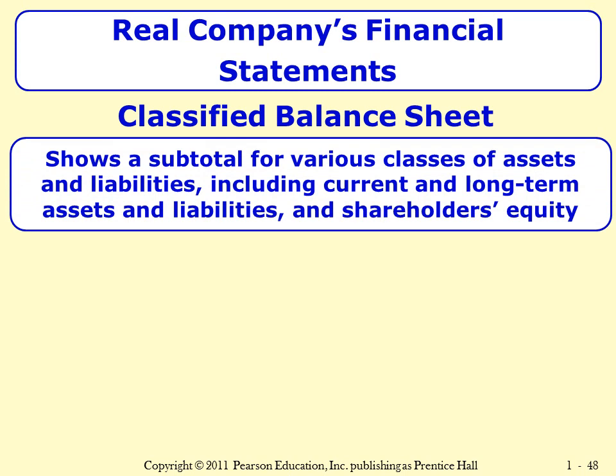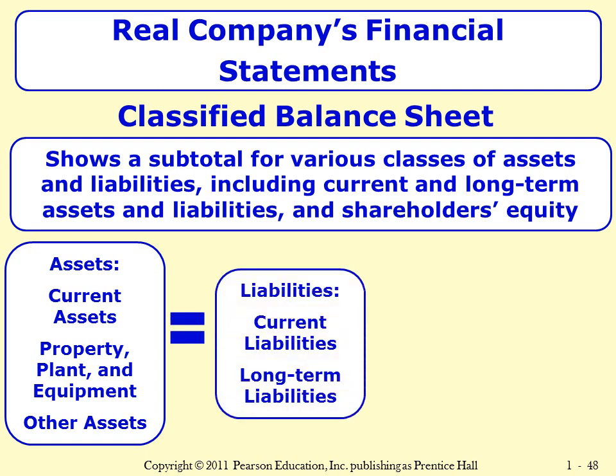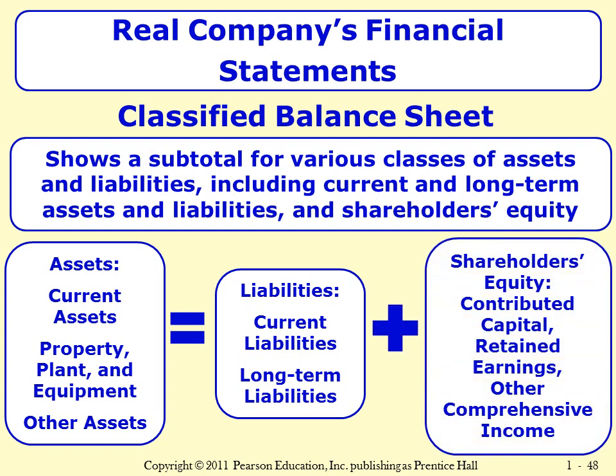Like the multi-step income statement, there's also most commonly used what is called a classified balance sheet. So rather than just listing assets, we have our current assets, which are those we expect to convert into cash within a year. And then our long-term assets, which are property, plant, and equipment, and other assets. Liabilities are also split into current and long-term, current being due within a year, and long-term being due in more than a year. Shareholders' equity is divided into contributed capital and retained earnings, and sometimes other comprehensive income, but that's an advanced accounting topic.